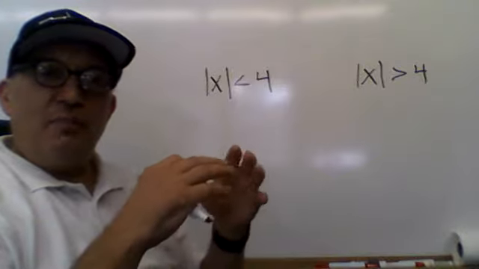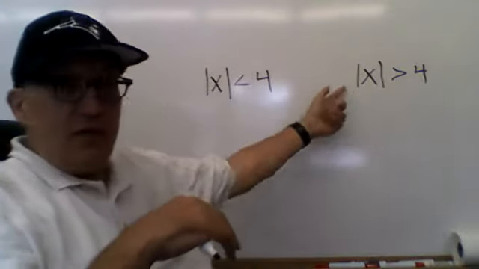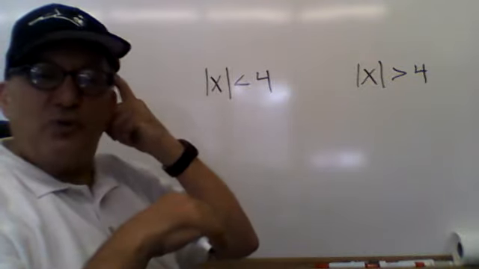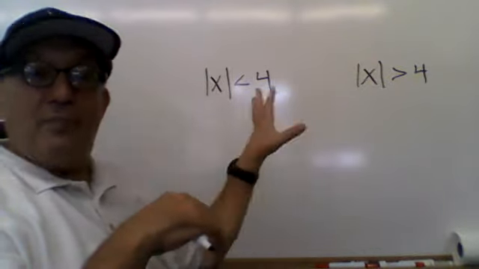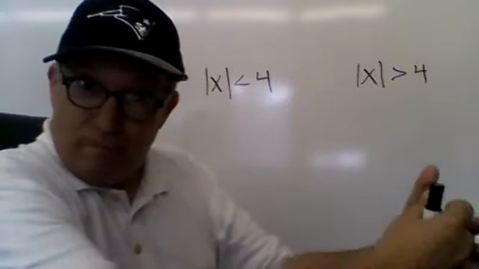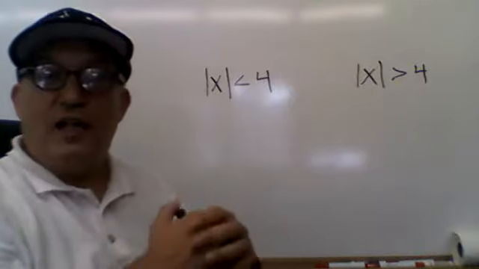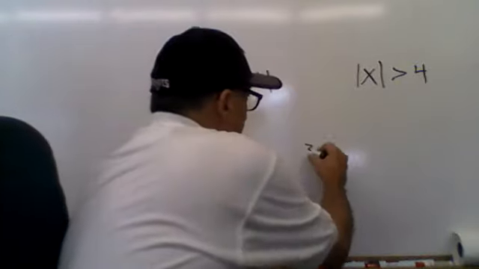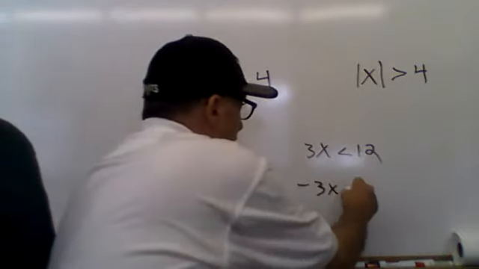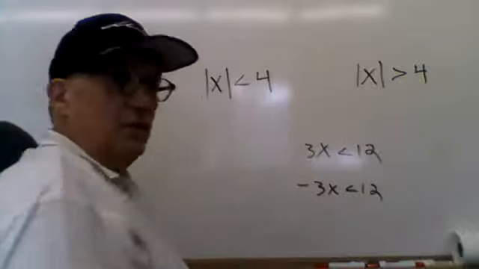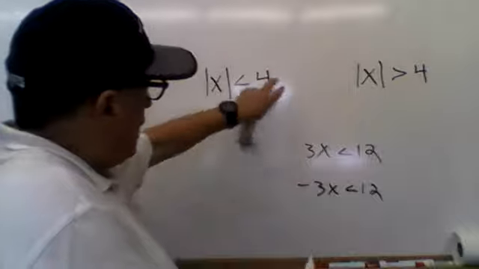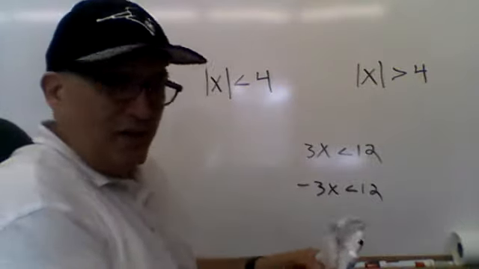The reason I'm skipping ahead here is that before we get to absolute value inequalities, which are in chapter 2 or 3, we will review inequalities that don't have absolute value in them, like 3x is less than 12, or negative 3x is less than 12, and inequalities that are a little bit more complicated than that.